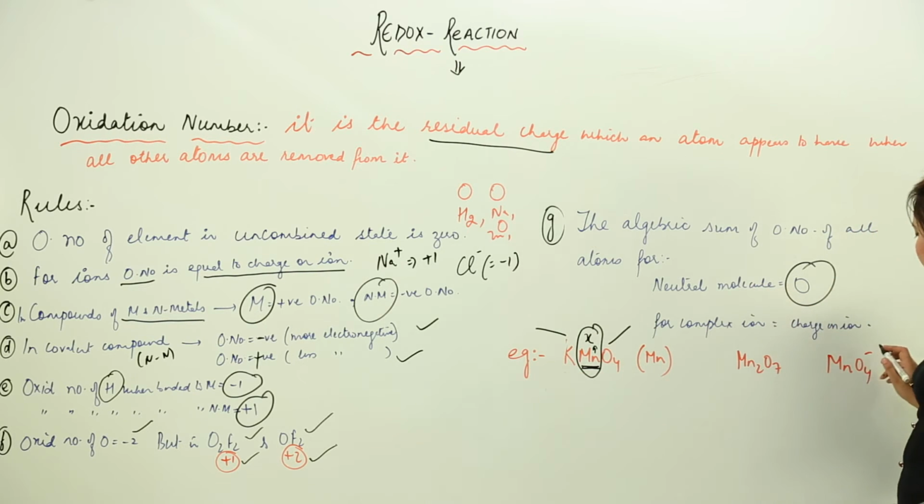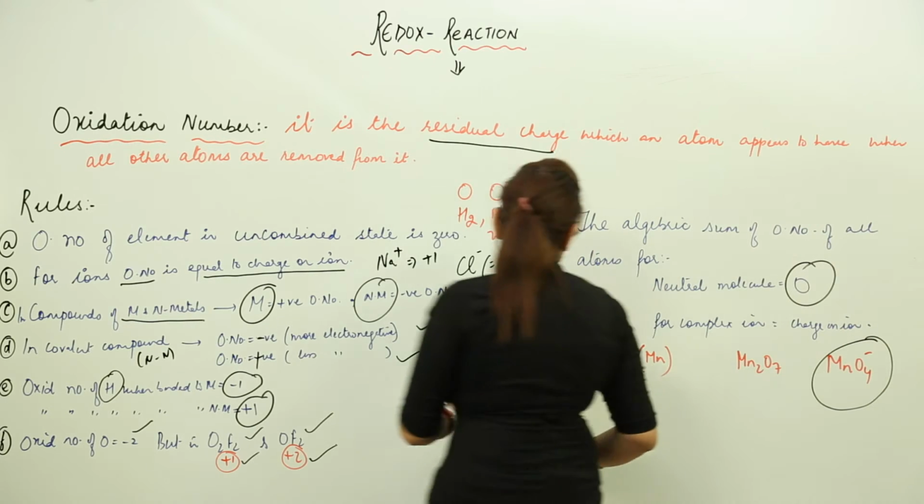But if there is a charge, like in this MnO4 negative, we have a charge. So we are going to equate the algebraic sum with -1, that means with the charge which is present on the molecule. Let us take a few examples now.